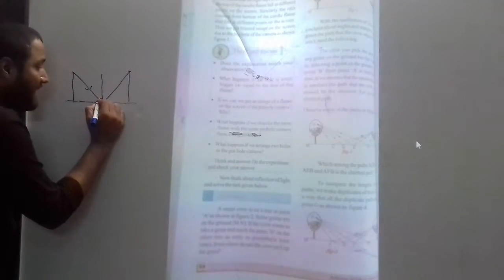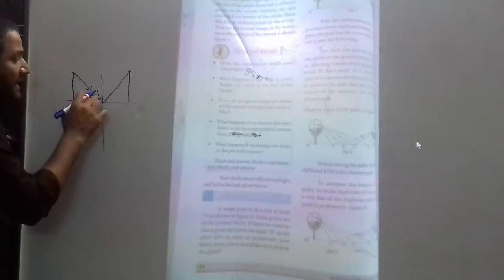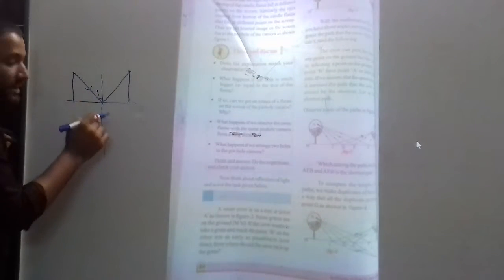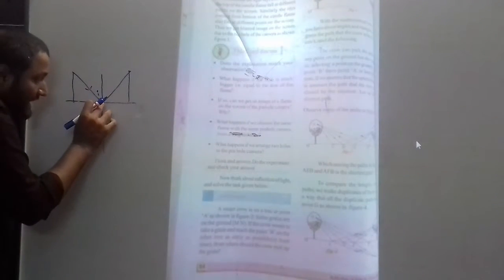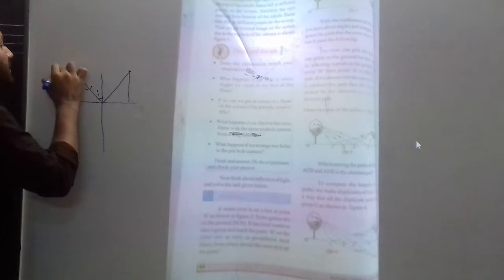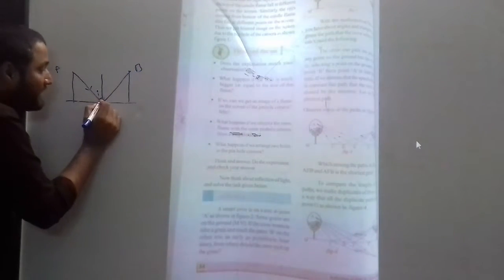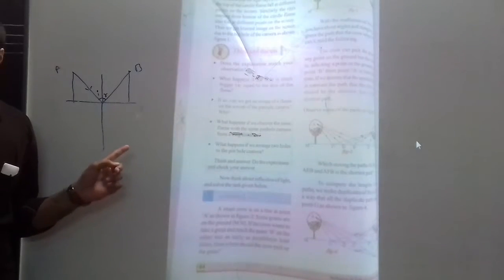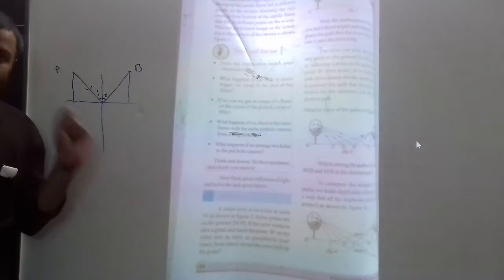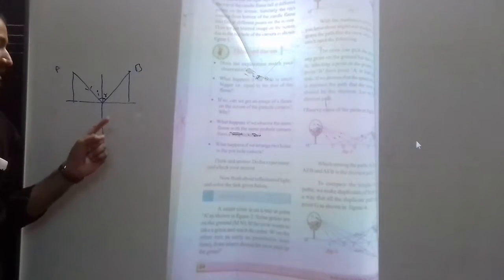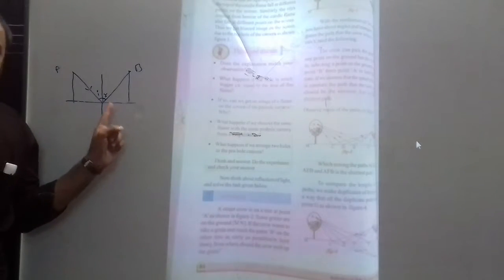Now I'll name this angle as I, and I'll name this angle as R. Now what happens? It has hit the ground and again it has traveled to the tree B. Clear? Now my observation after recording the values says that angle I is equal to angle R.